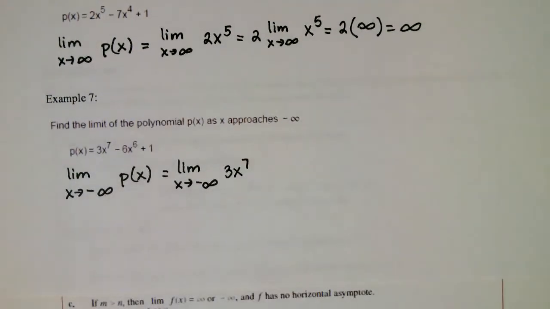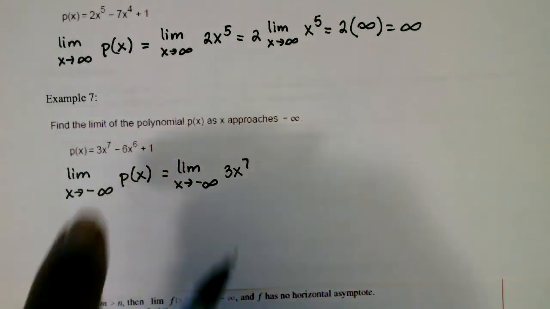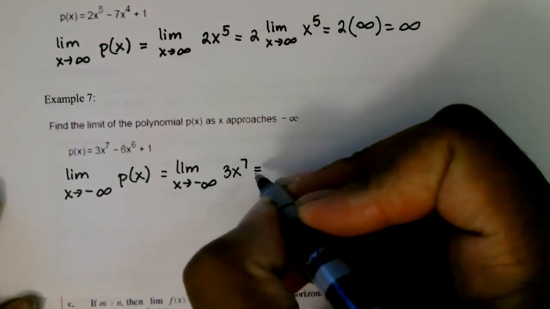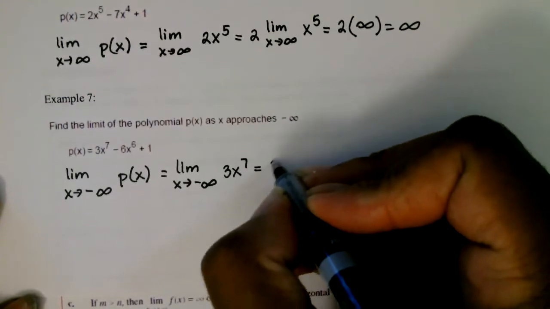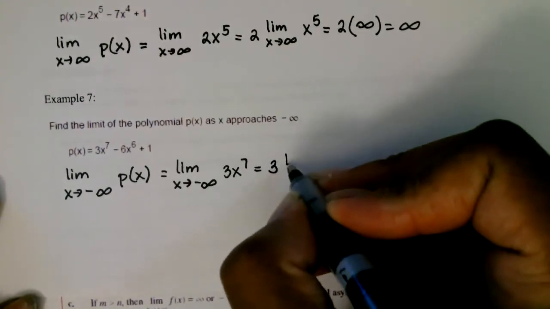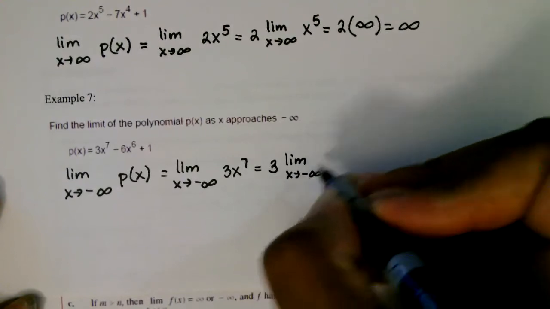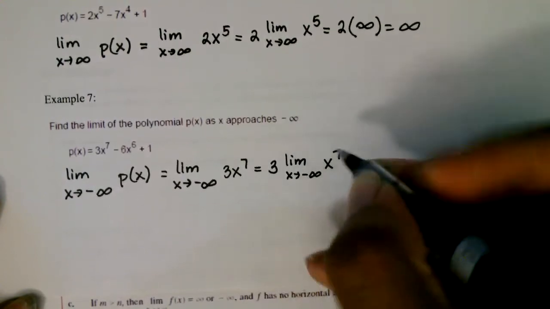Also, you want to make sure that your polynomial is in descending powers, from the highest exponent to the smallest. Okay, so 3x to the 7th is the leading term. Now I'm going to use the constant multiple rule and pull the 3 out in front of the limit as x approaches negative infinity of x to the 7th.